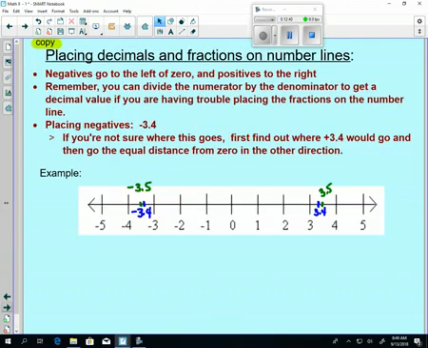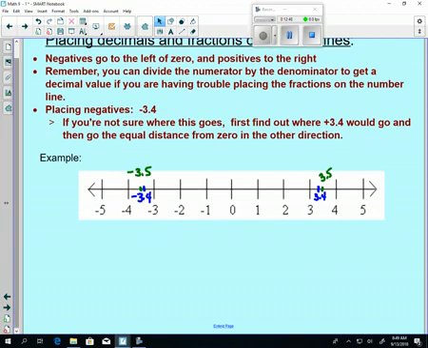Now, the last thing is placing decimals and fractions on a number line. Remember, a number line is a line that we make, and generally we'll divide it between positive numbers on the right side and negative numbers on the left side, and we've got the 0 in the middle. You can divide the numerator by the denominator to get a decimal value if you have a fraction.